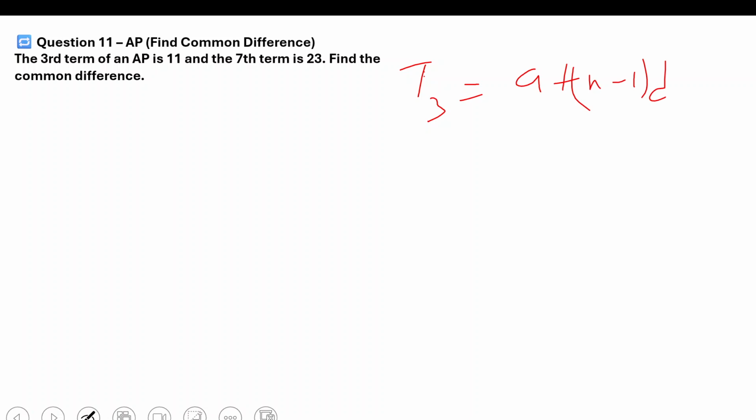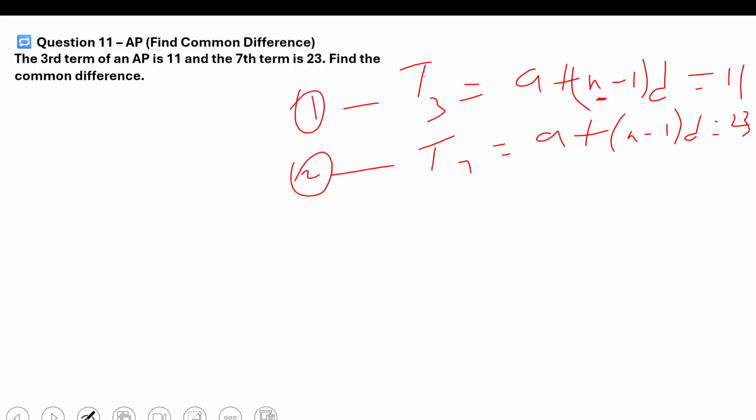So T3, the third term, is 11, and T7 is 23. A plus (n minus 1)d is equal to 23. So I have a form of equation like this, where n for this first one is 3. I call this one equation 1, and this one equation 2. In equation 1, A is unknown, but n is known as 3, because it's the third term I'm looking for. Then d is unknown and 11 is here.